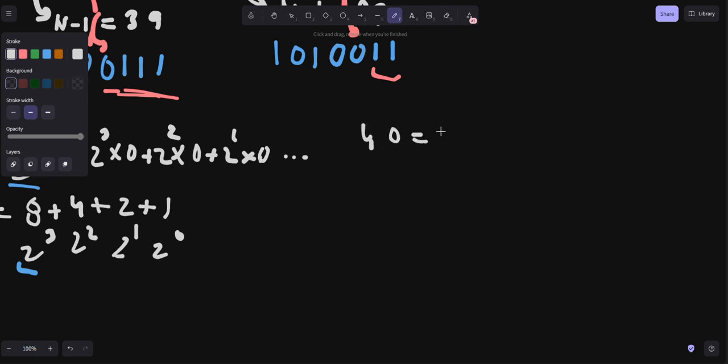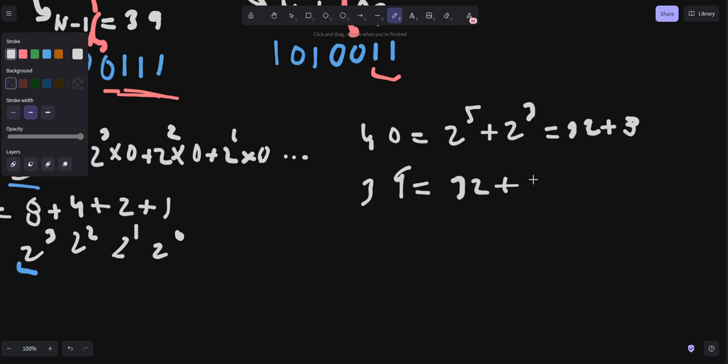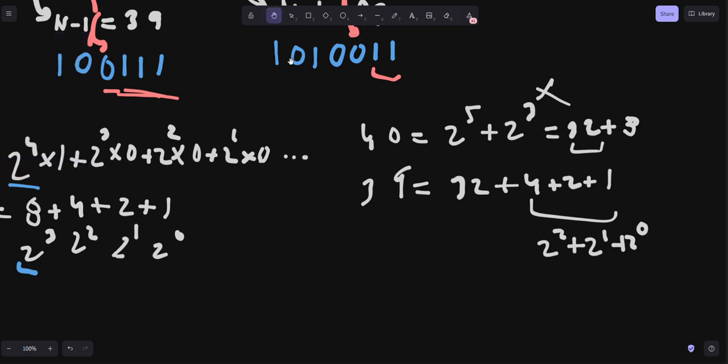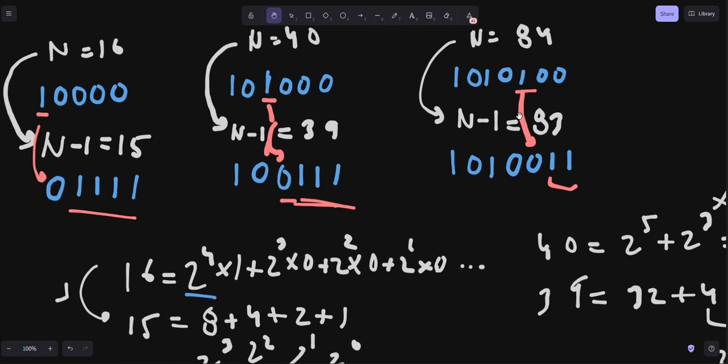Let's see 40. How is 40 represented? 2 to power 5 and 2 to power 3, right? 32 plus 8 basically. How is 39 represented here? You can say 32 plus 4 plus 2 plus 1. You saw this pattern, 2 to power 5, as 2 to power 3 got removed, 2 to power 2, 2 to power 1, 2 to power 0 came in. This is what is happening. So this is the pattern here.